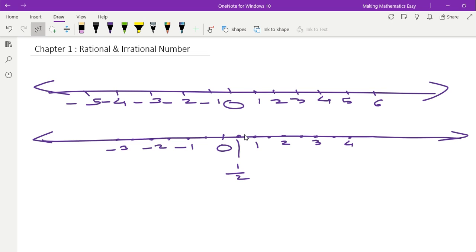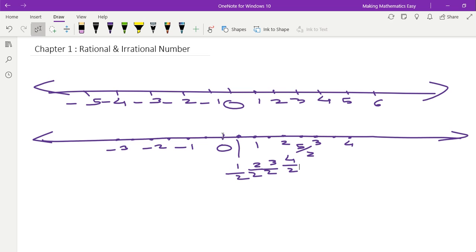This number will be 2 by 2. This number will be 3 by 2. This number will be 4 by 2. This number will be 5 by 2. Okay, so you just need to count the number of points between 0 and 1, and that will be your denominator portion.